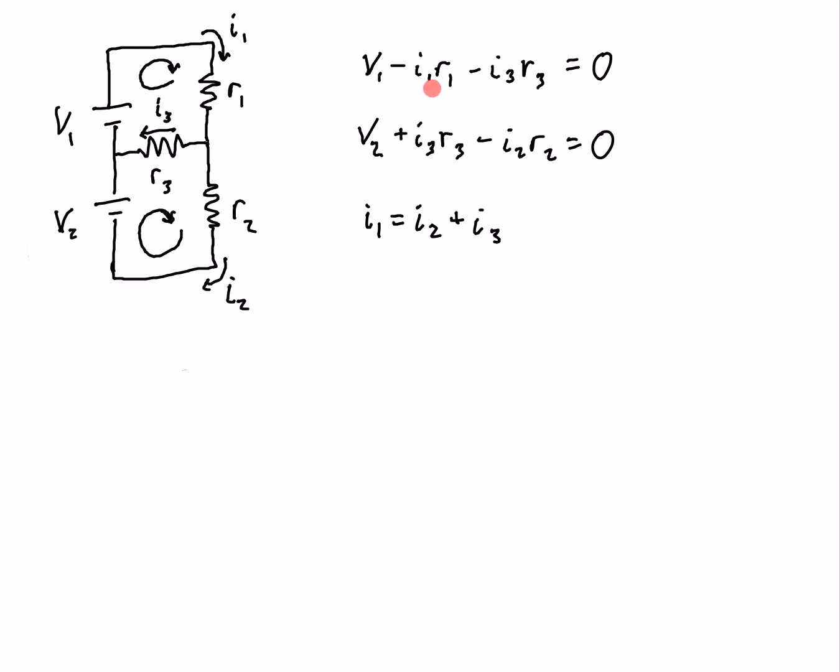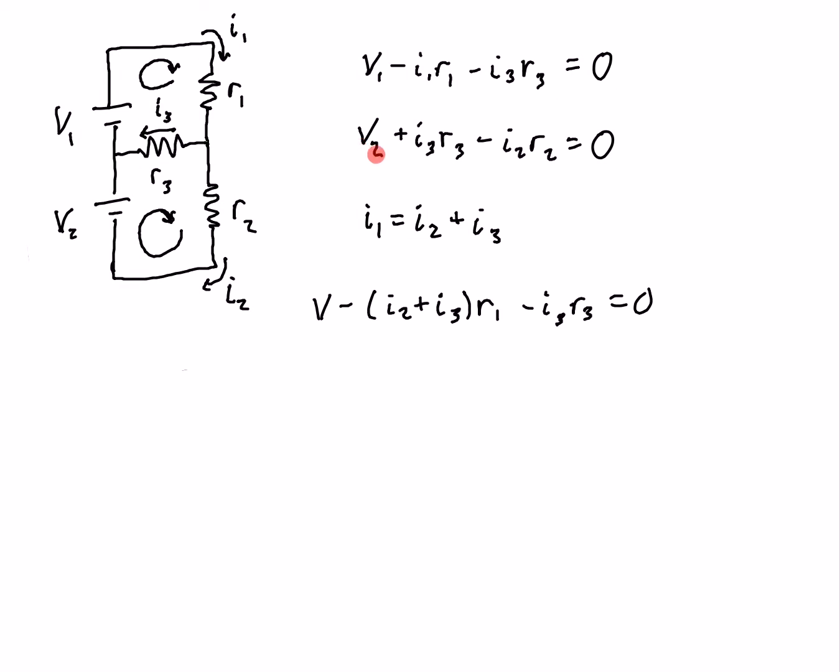If we look at this first equation, it's got an I1 in it. We can use this third equation to get rid of the I1, and then we can use the second equation, solve for I2, to get rid of the I2. Let's do it. First, I'll take the third equation and use it to replace I1 in the first equation.